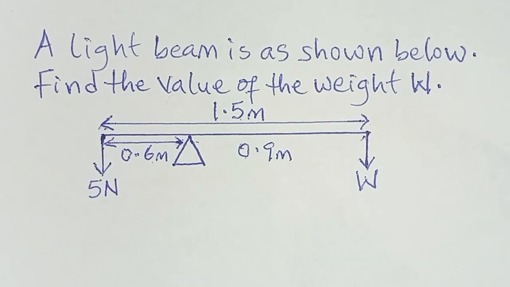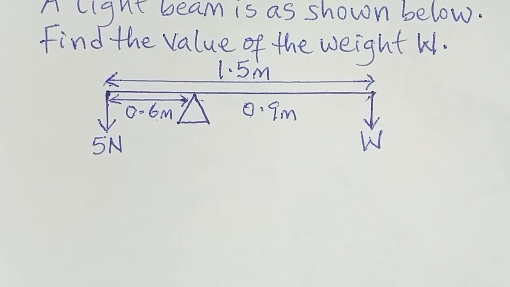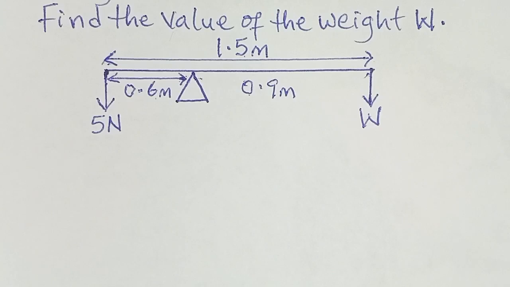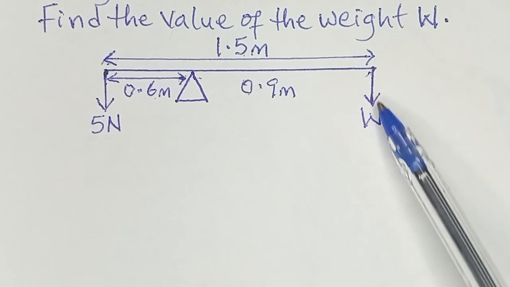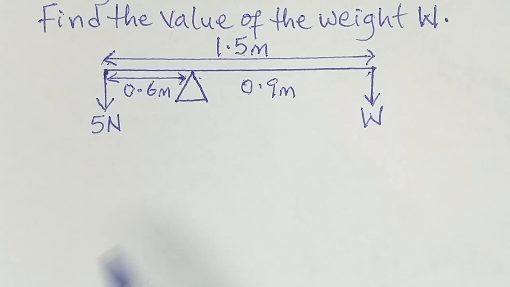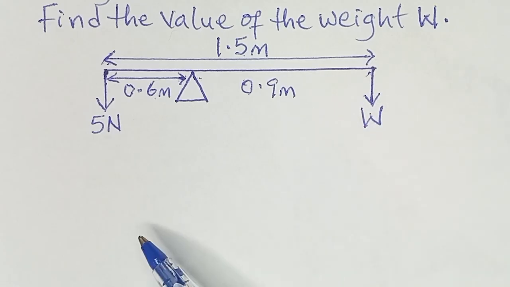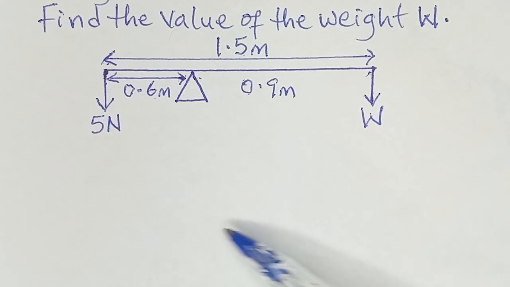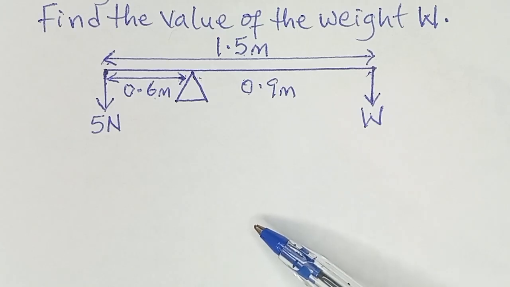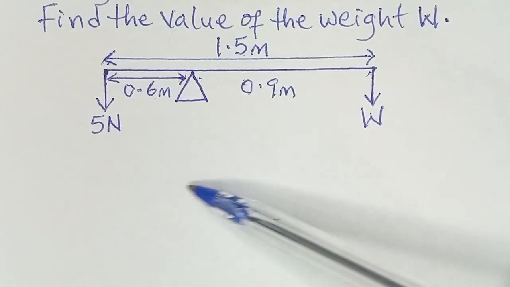Now, from the principle of moment, we are told that total clockwise moment is equal to total anti-clockwise moment. So this part now on the right gives a clockwise moment, that is, gives a turning in this direction. So this weight will turn this beam in this direction, which is the clockwise moment. And then this will turn it in this opposite direction, which is the anti-clockwise moment. So total clockwise moment is equal to total anti-clockwise moment.